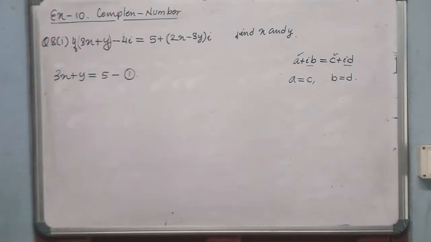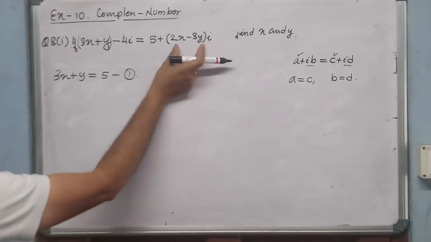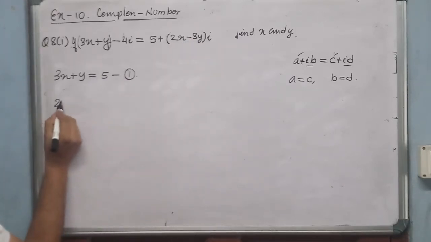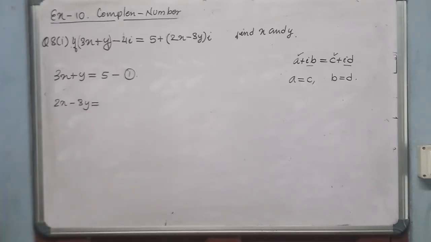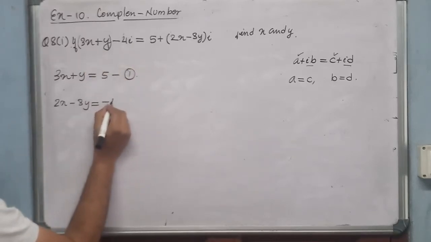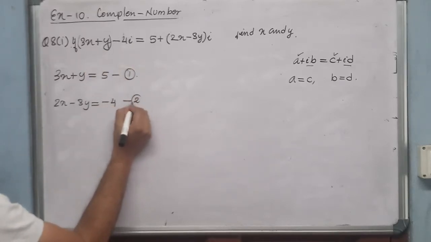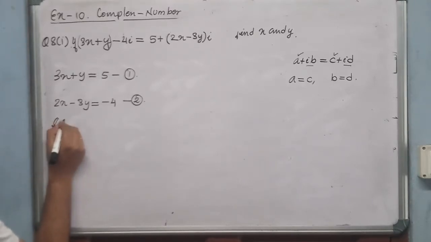Similarly, in the right hand complex number, (2x - 3y) into i means this is imaginary. The imaginary quantity is 2x - 3y equals to, what is the imaginary quantity in our left hand complex number? It is -4. Let it be equation number 2. Now, after getting these two equations, we can easily calculate the value of x and y by solving simultaneously.